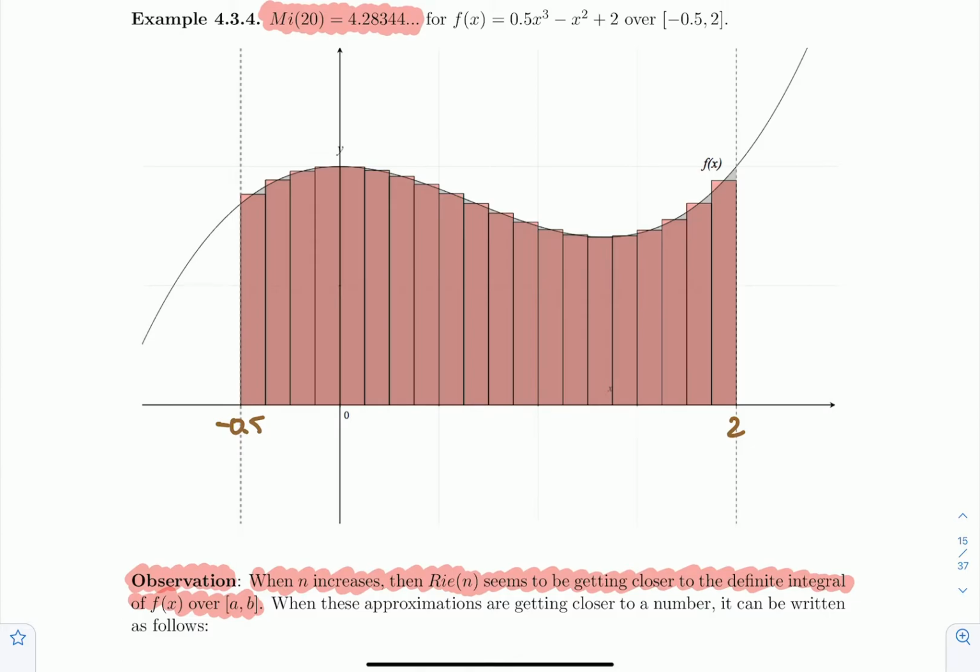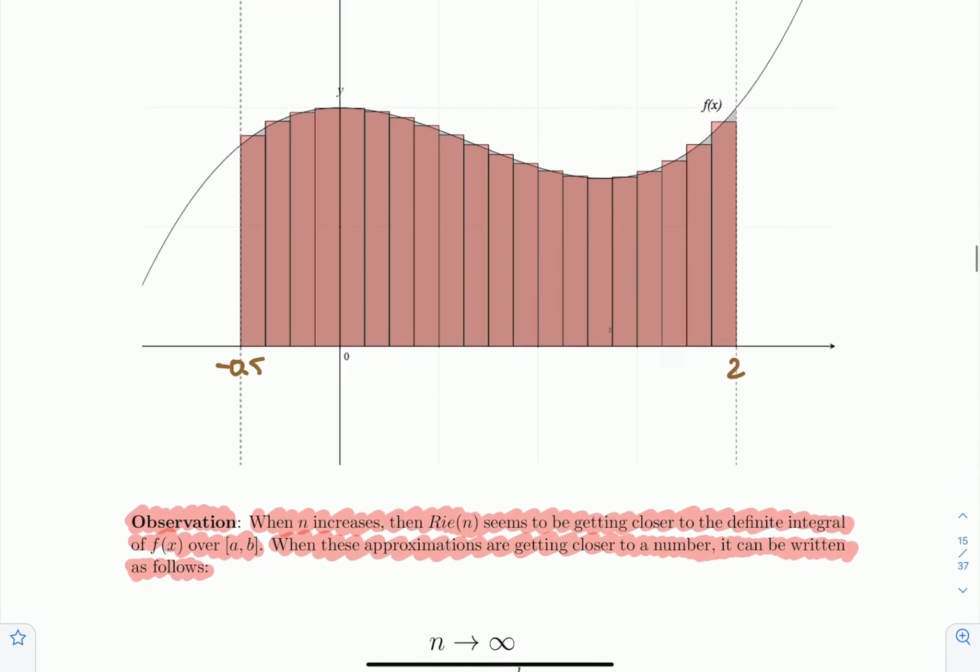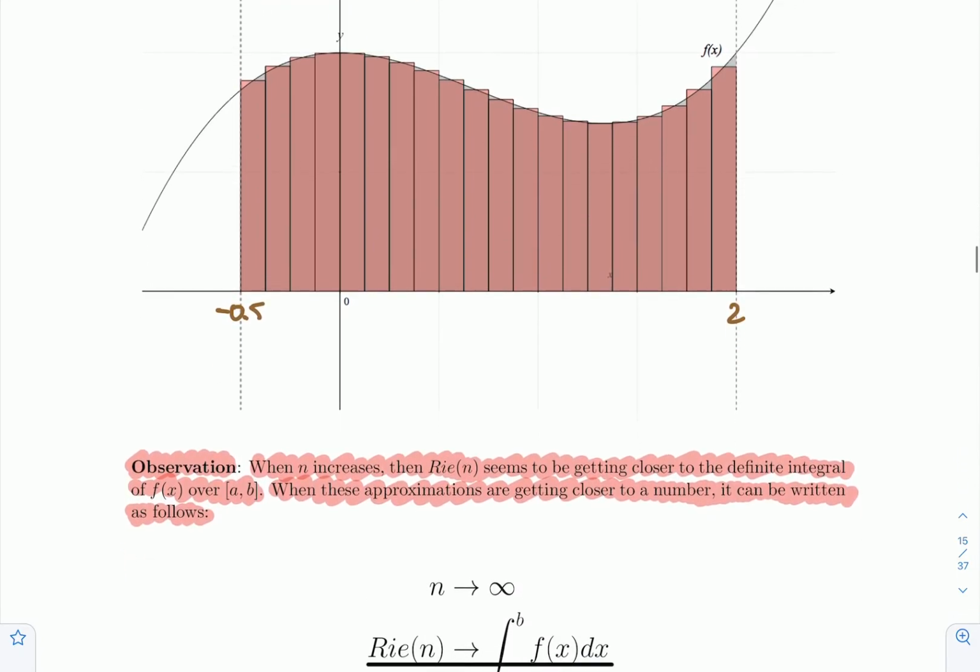So when these approximations are going to get closer and closer to a number. So if you're using more and more rectangles and you're computing these approximations, this will give you a sequence of numbers. When these numbers are getting closer to something, like you're guessing a limit using a table, we're going to write this as follows.